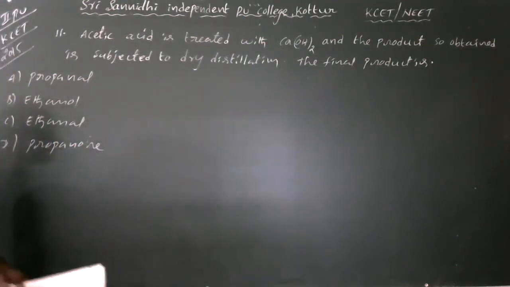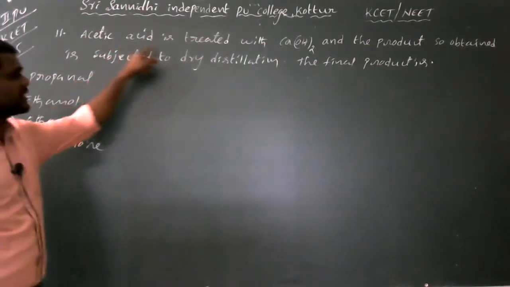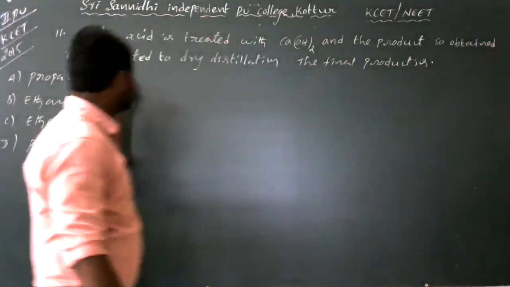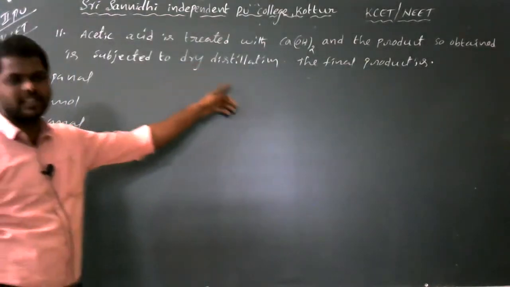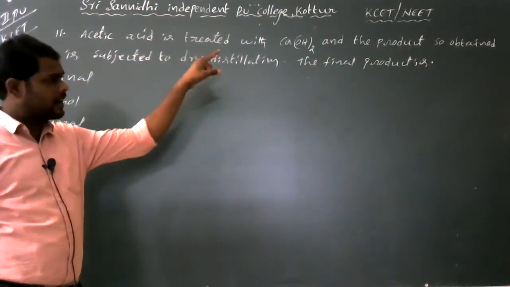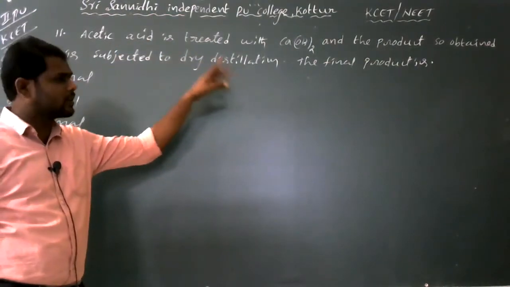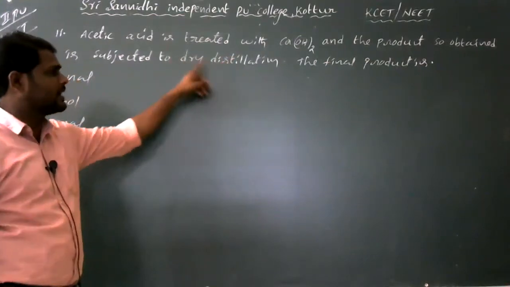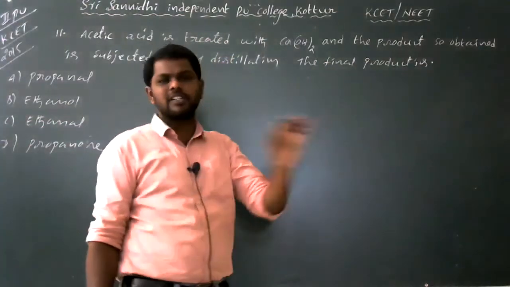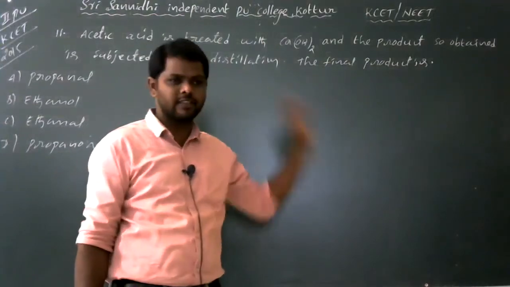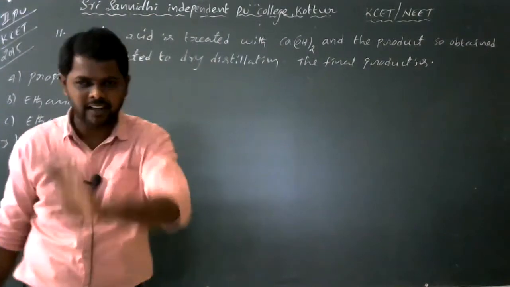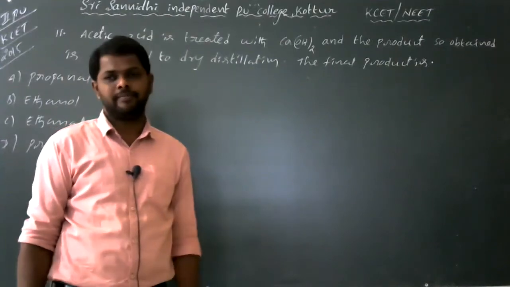See, acetic acid is treated with calcium hydroxide and the product obtained is subjected to dry distillation. When acetic acid is treated with calcium hydroxide, a compound is formed, and that compound is then dry distilled. The final product after the dry distillation is what we need to find.